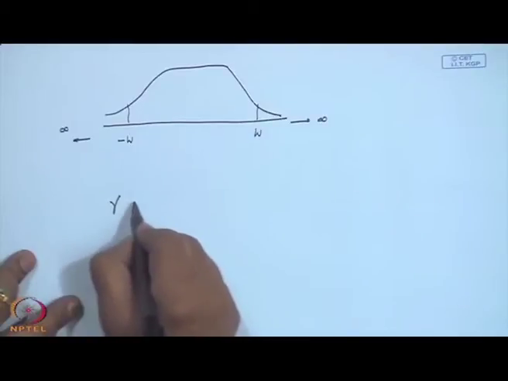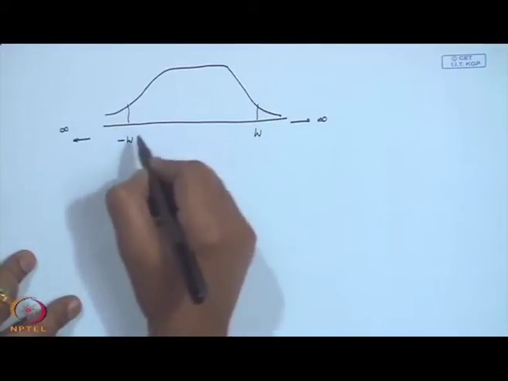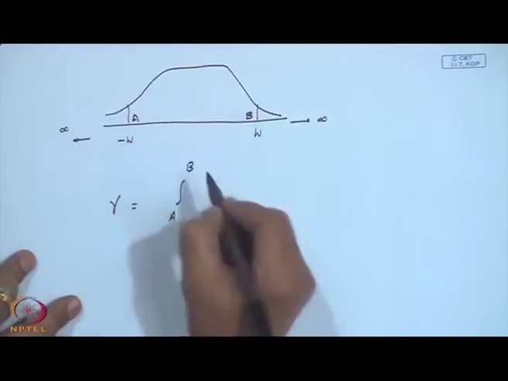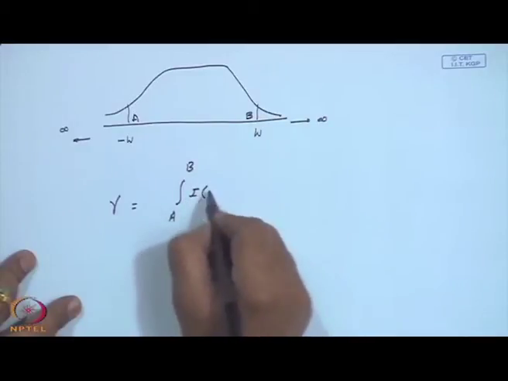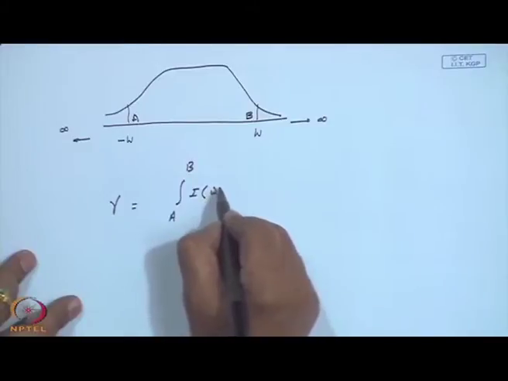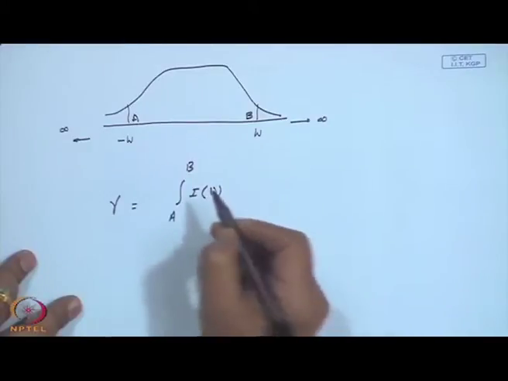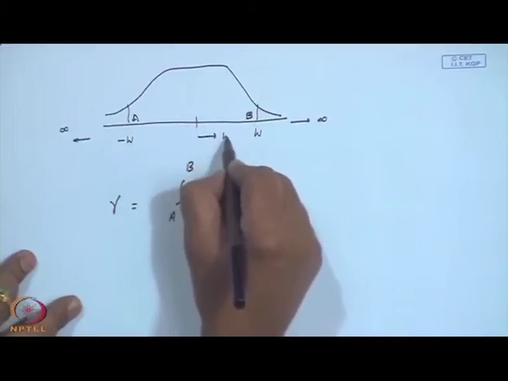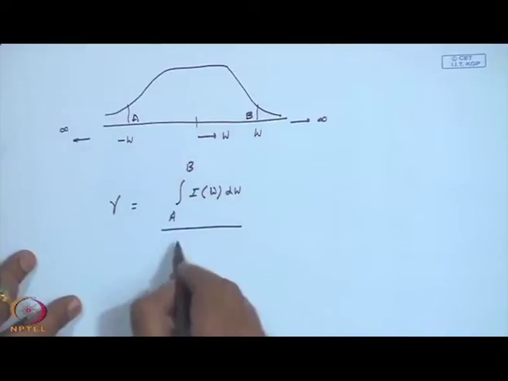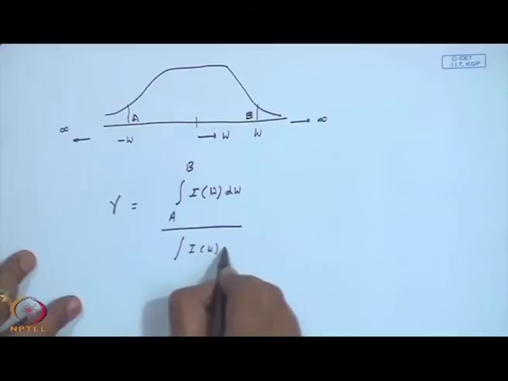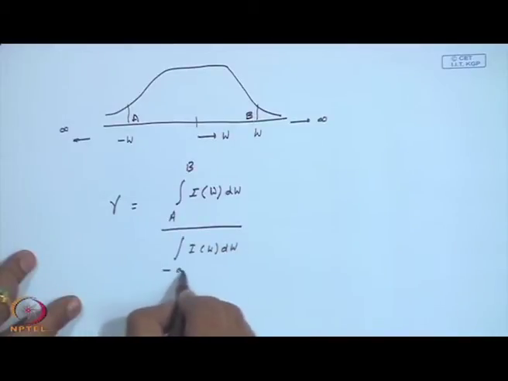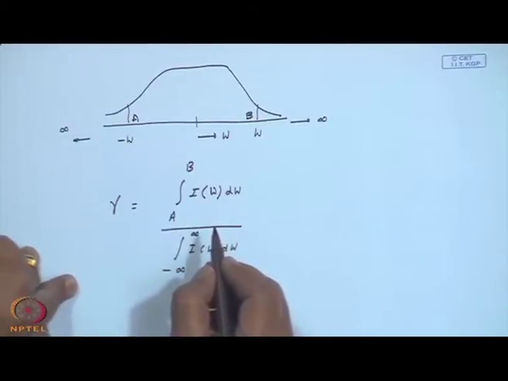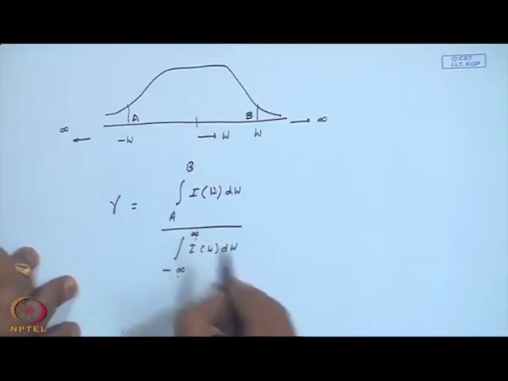My interceptance factor gamma will be, this may be the point A and this may be the point B, A to B I(w) dw, upon I(w) dw from minus infinity to plus infinity. The figure looks like A, B and alpha, but they should be infinity, infinity.